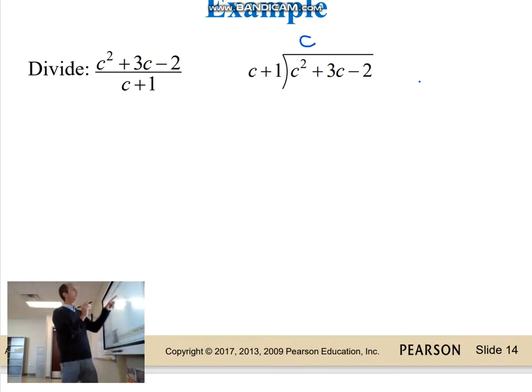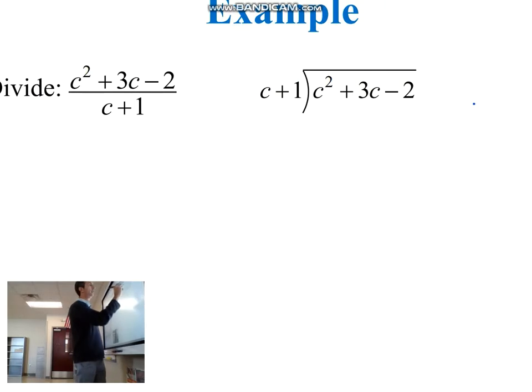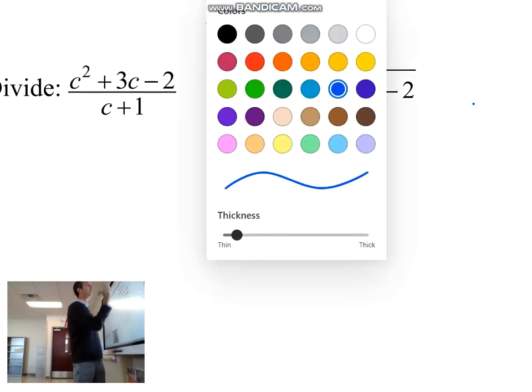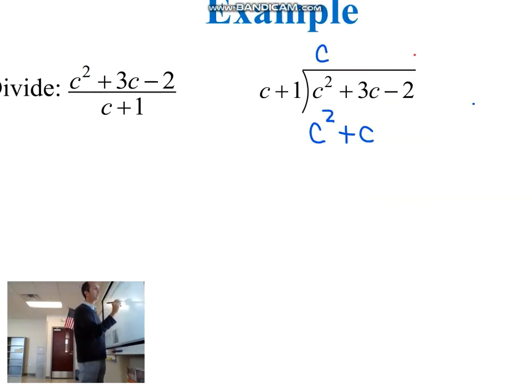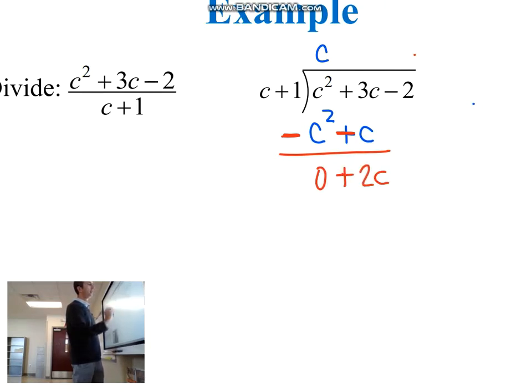Multiply c by c plus 1. C times c plus 1, c squared plus c. Now you will subtract, change the sign. This is minus, then you subtract c squared minus c squared 0, positive 3c minus c, positive 2c, right?